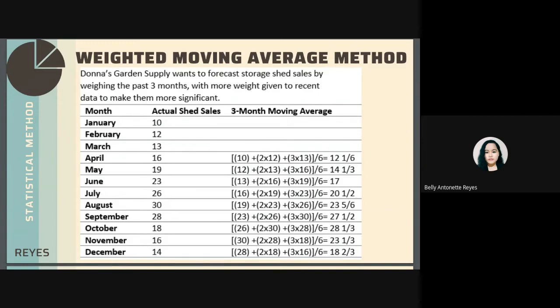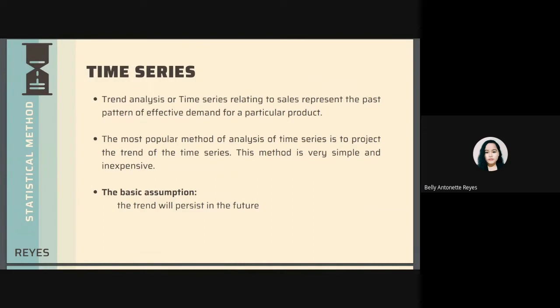Next slide, please. The next method is the time series. Trend analysis or time series relating to sales represents the past pattern of effective demand for a particular product. The most popular method of analysis of time series is to project the trend of the time series. This method is very simple and inexpensive. Time series models predict on the assumption that the future is a function of the past. In other words, they look at what happened over a period of time and use a series of data to make that forecast. The basic assumption of this method is that the trend will also persist in the future.